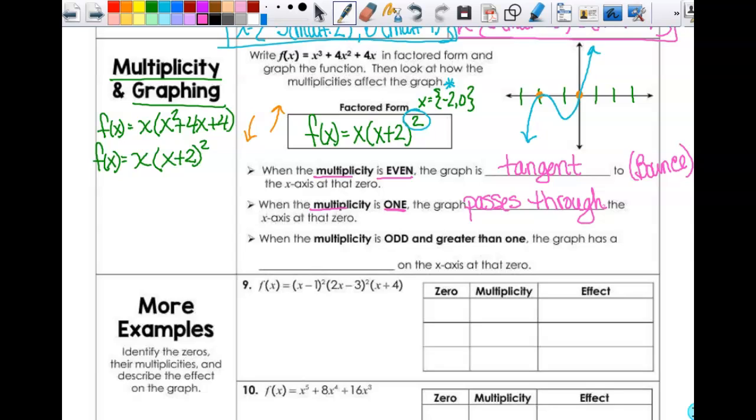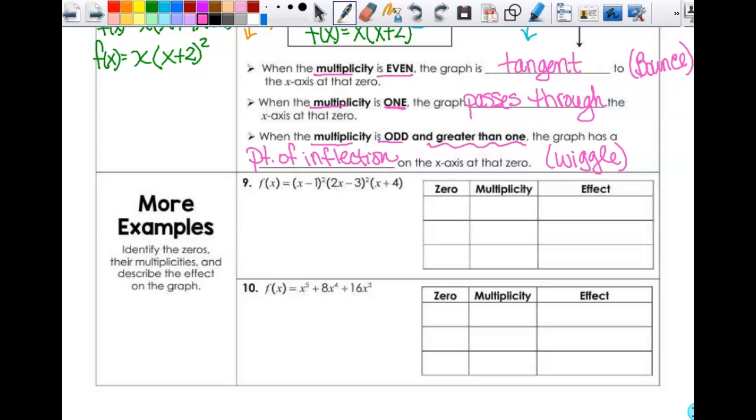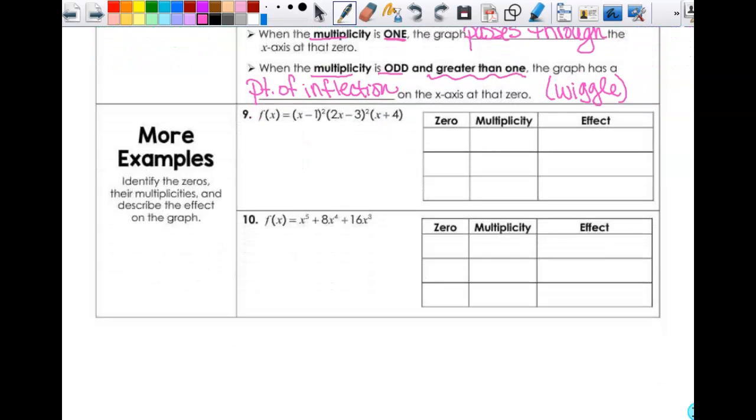And then if the multiplicity is odd but greater than 1, what happens there on the graph? Point of inflection, very good. And that is our wiggle when you're graphing, so you can think about what's happening, but it is officially a point of inflection. What questions do you have? Anything? So again, we're just putting the algebraic part of this together, because everything we did last week when we were graphing, they were already factored for you. And we didn't call them multiplicities and things like that.